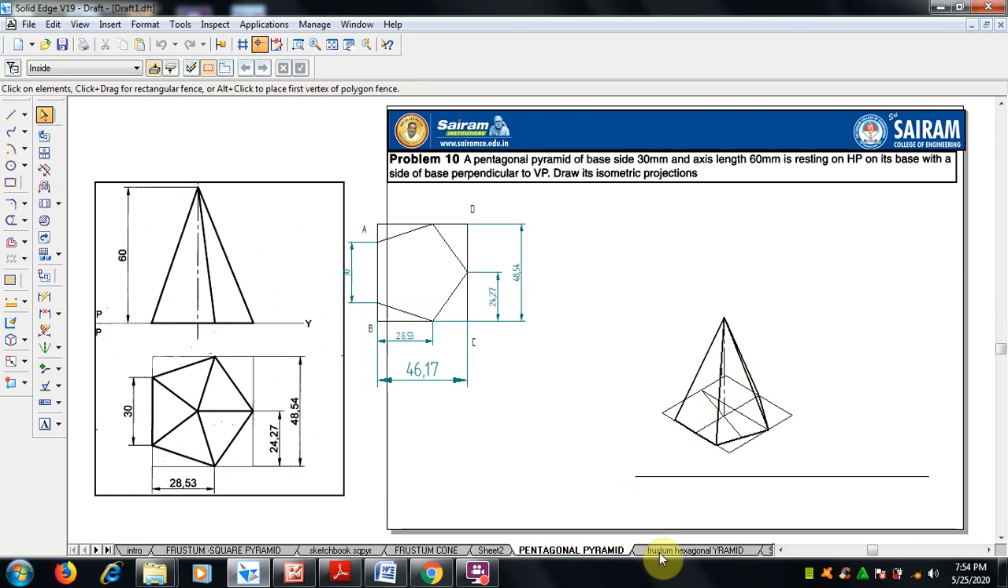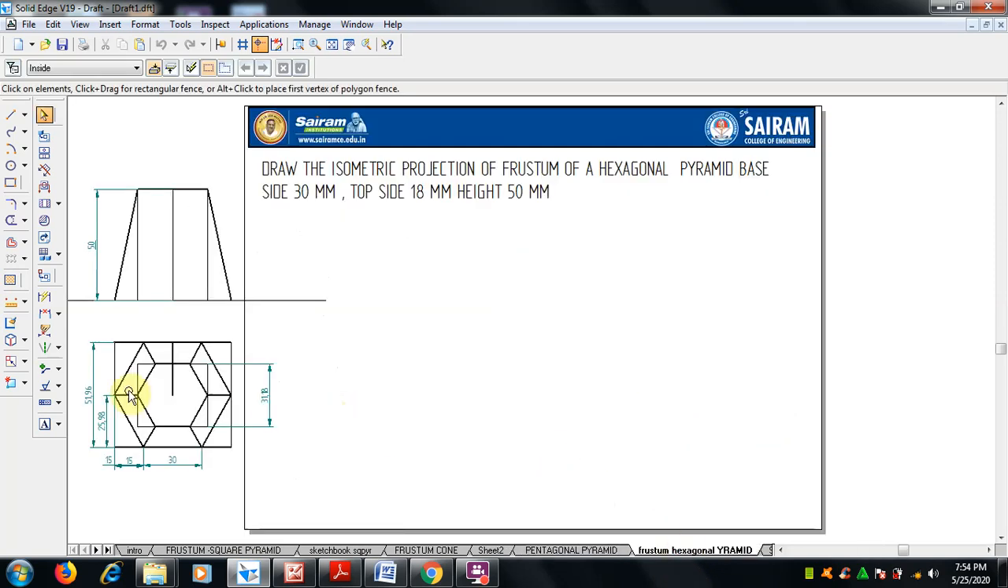And I'll go for one more frustum of a pyramid. As I said, the one we have done is just a pyramid. So now the frustum of another pyramid, which is a hexagonal pyramid. Here I am going to explain one more pyramid. Draw the isometric projection of the frustum of a hexagonal pyramid. Base side 30 mm, top side 18 mm, and height 50 mm. So we have got this.